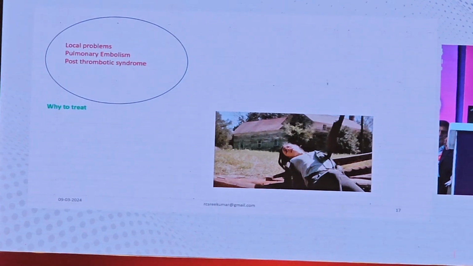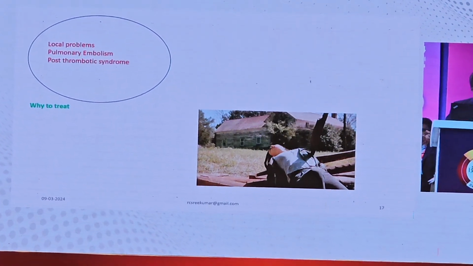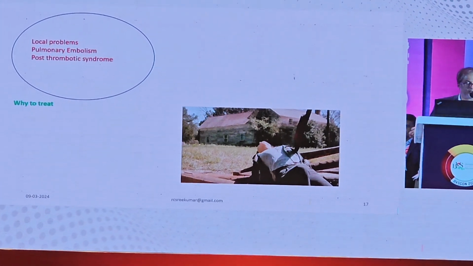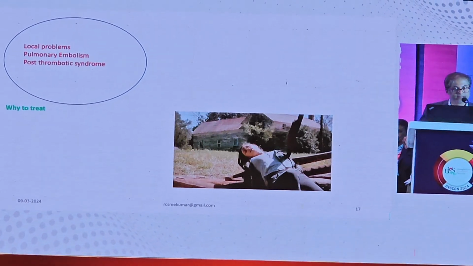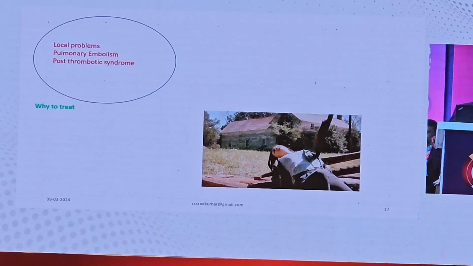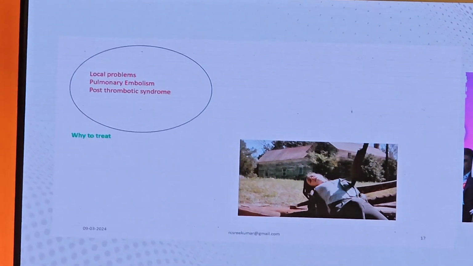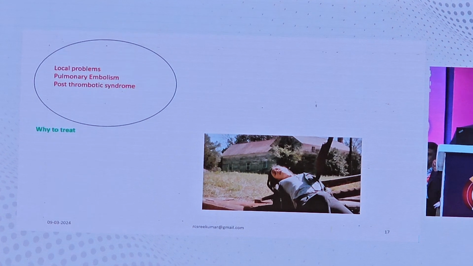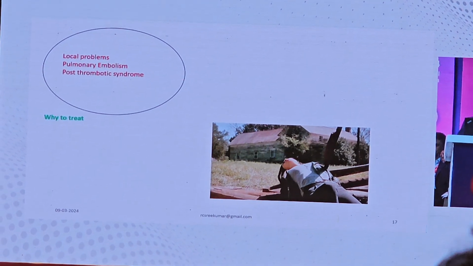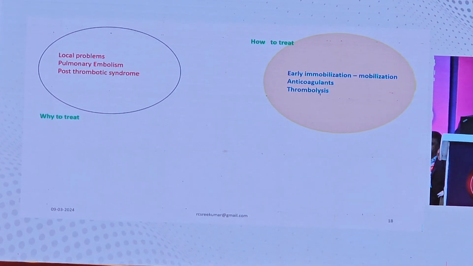Why do we treat this patient? One thing is, as you have seen, that patients have a lot of local problems like edema, swelling and all those things. And they have a chance of pulmonary embolism, which was discussed earlier by Dr. Perry. And there's the risk of post-thrombotic syndrome, which is a long-standing complication with a lot of ulcers, and the patient may have a lot of mobility problems. Because of these 3 problems, these patients have to be treated properly.